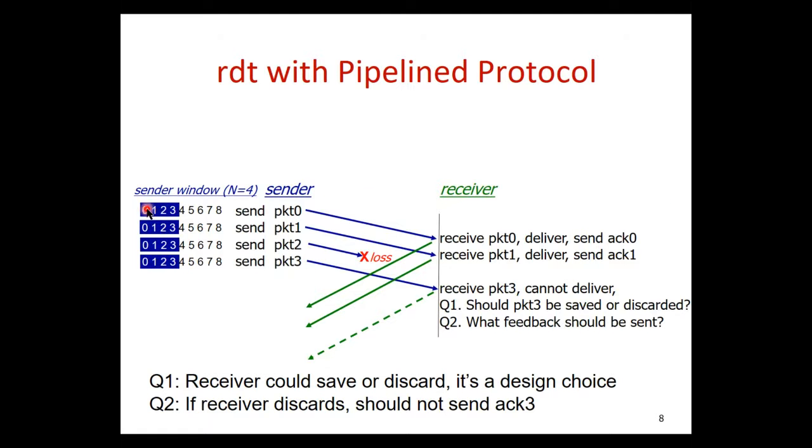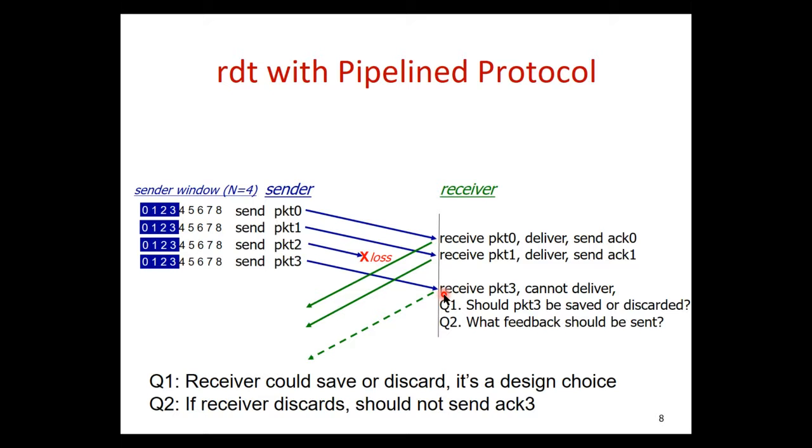Here, I assume that the window size is 4. Okay, so this is what I have in the sender window. And the sender can send 4 packets because the window size is 4. But now, let's assume that this packet is lost. Okay, so the receiver receives packet 0, receives packet 1, does not receive packet 2, receives packet 3.